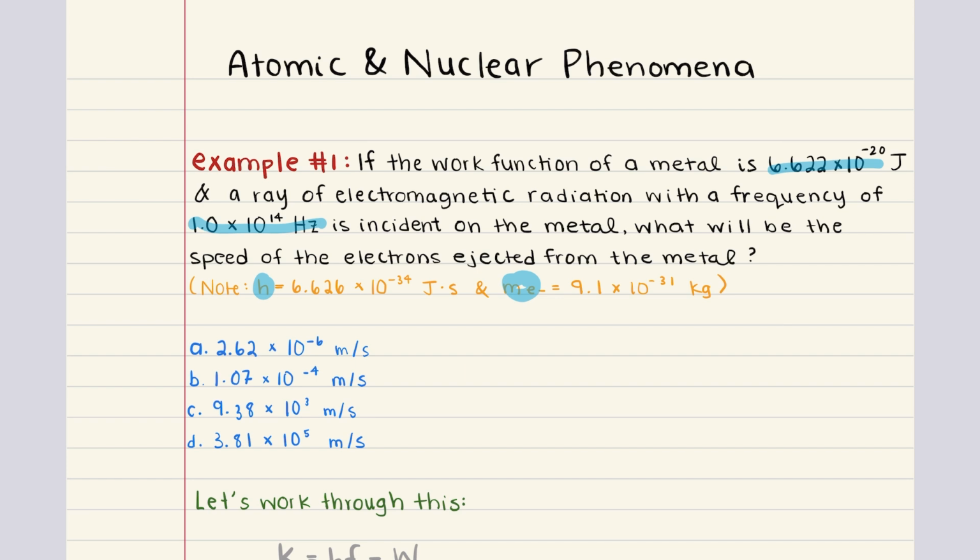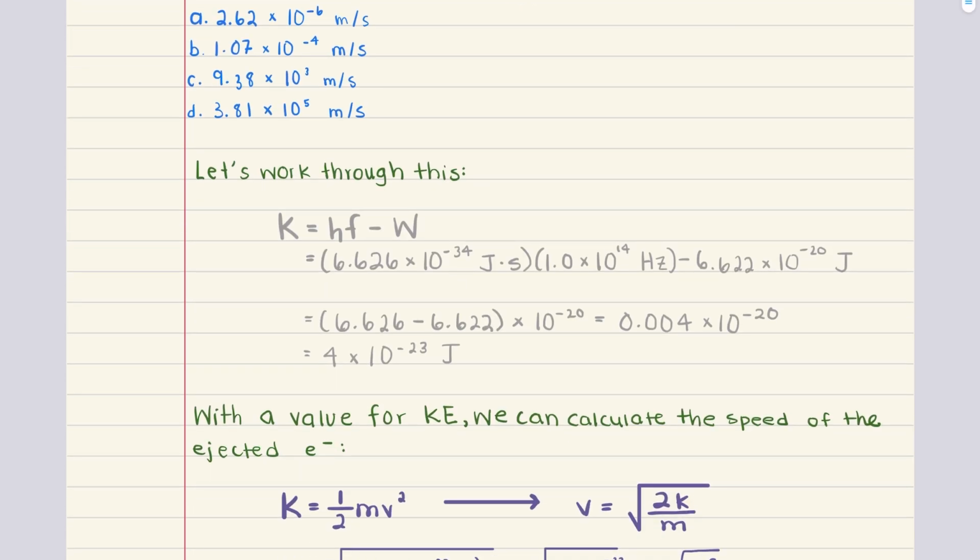To solve this problem, we're going to first calculate the kinetic energy of the ejected electrons, and then from there we can use the kinetic energy to find the speed of the electrons. Now, how are we going to do that first part? To calculate the kinetic energy of the ejected electrons, we're going to be using this equation right here.